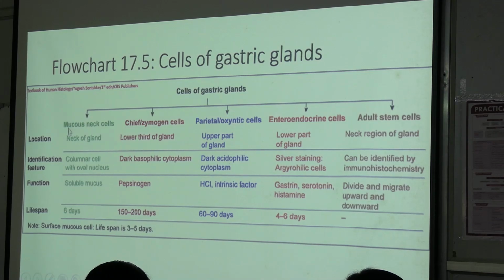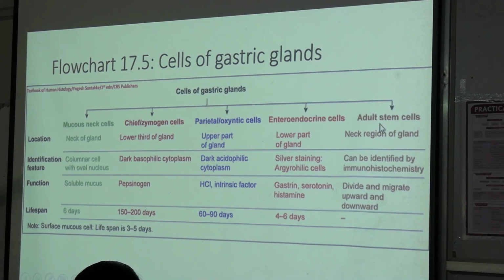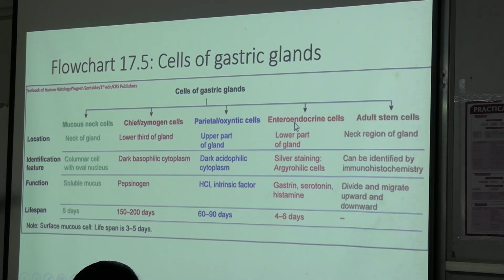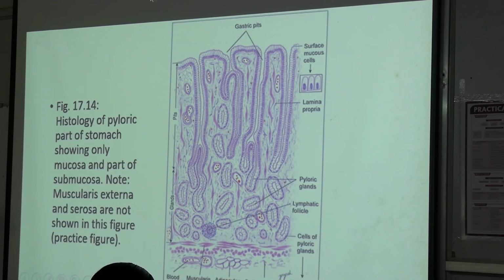So, we have 5 different types of cells. Mucous secreting cells, then parietal cells, and then we have the stem cells. So, this one is 3 and this one is 5. So, 1, 3, 5 are present on the upper domain. The Zymogen cells and the neuroendocrine cells are present at the bottom side, right. So, 2 and 4 are present at the lower part of the gland, and 1, 3 and 5 are present at the higher part of the gland.